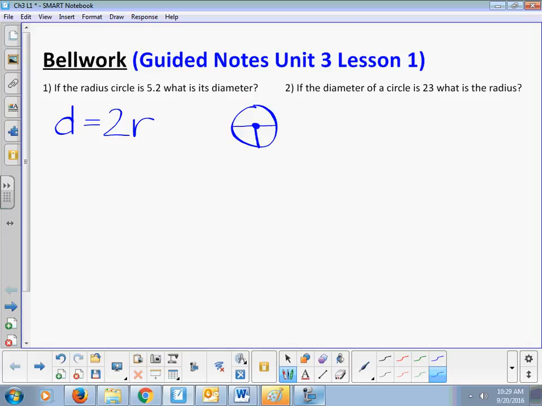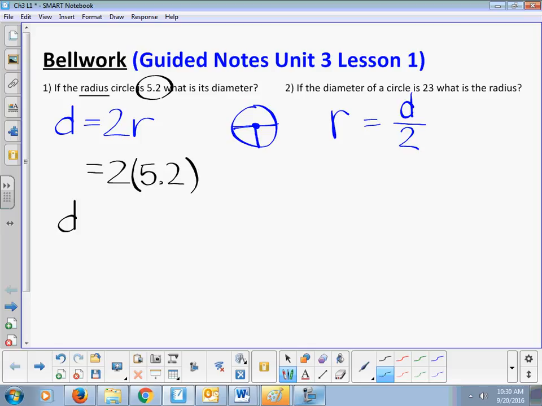So we have diameter is 2 times the radius. If we are given the diameter and we're looking for the radius, we want to take half of the diameter, or divide by 2. So when we're answering number 1, if the radius of a circle is 5.2, what is the diameter? We're given the radius and it's 5.2. I'm going to plug that in for R. And what is 5.2 times 2? 10.4. So our diameter is 10.4.